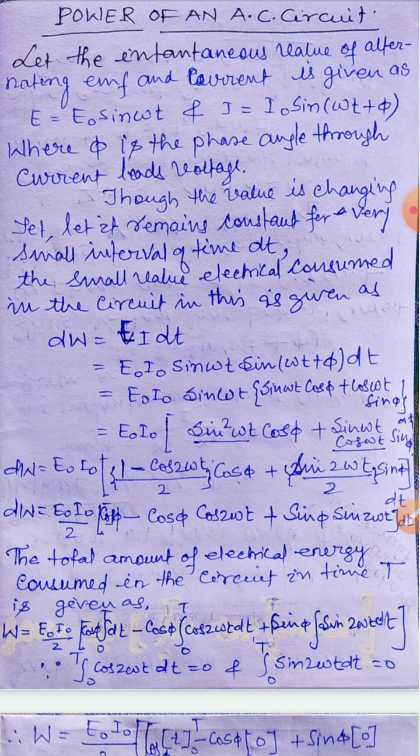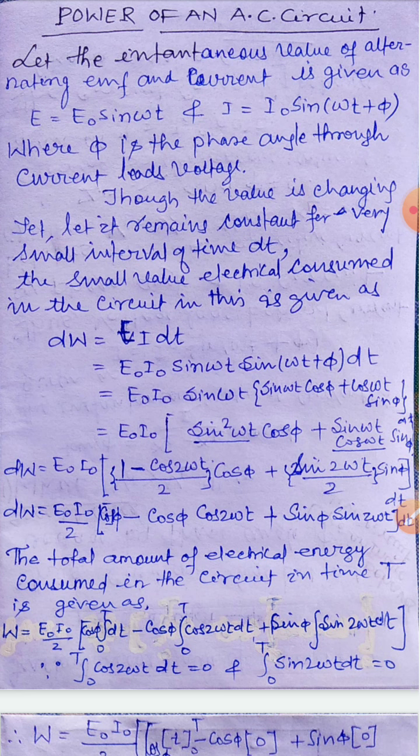Now, though the value of alternating EMF and current is changing continuously, let it remain constant for a very small interval of time, say dt. Then electrical energy consumed in time dt is equal to EI dt. Work and energy both are equivalent, and work is equal to charge into potential difference. I dt is the charge and E is the potential difference. So charge into potential difference will give you the work done.